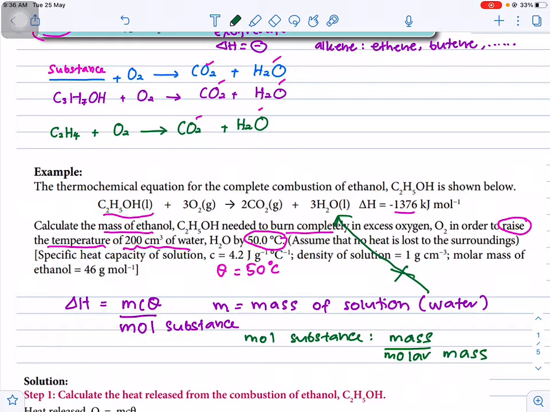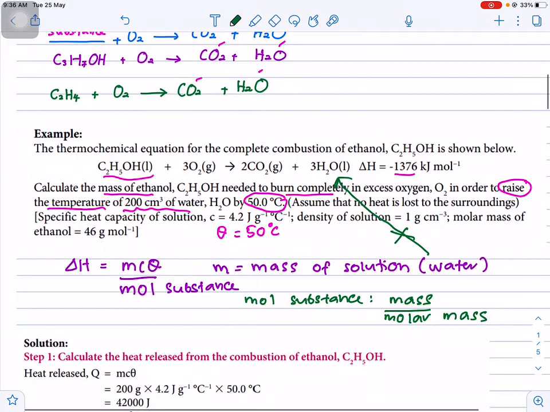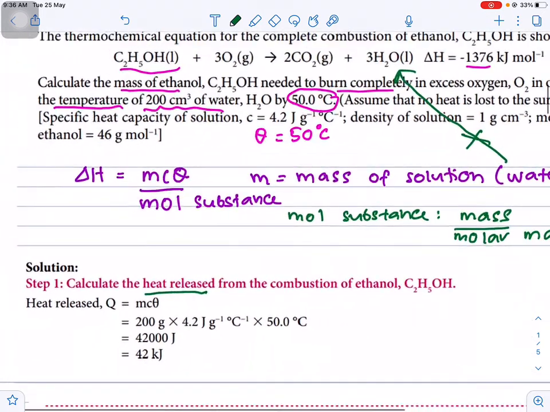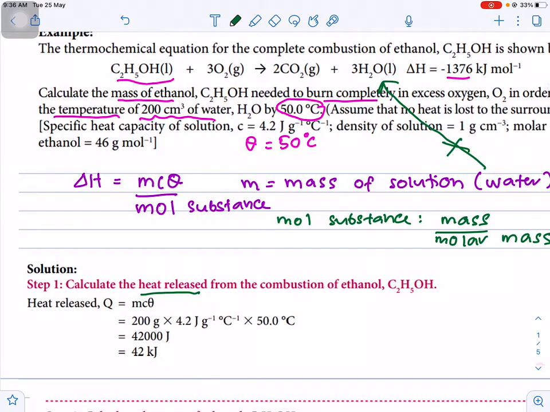Okay, so from the idea that MC theta of a mole, and then we have the data about the theta and the mass. So now we can calculate the heat release. Okay, heat release is Q equal to MC theta. So just now I already told you that M is mass of the water. So our water is 200 cm cube. So it will be 200 gram. And then C is 4.2, and theta is temperature change is 50. So use your calculator. So you will get heat release is 42,000 joule, or you can convert into kilojoule, which is 42 kilojoule. Okay, don't forget the unit.